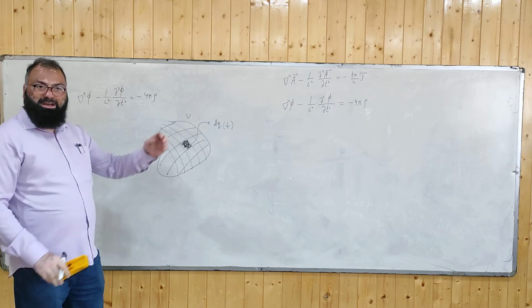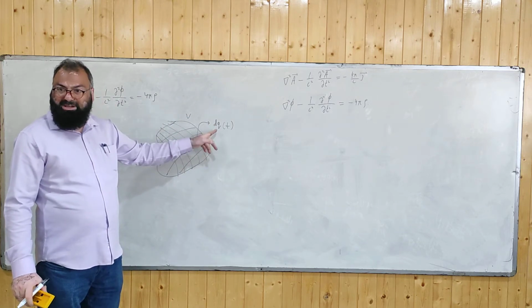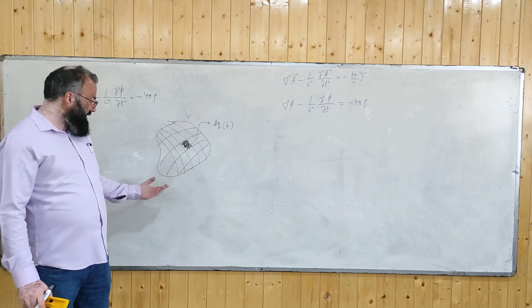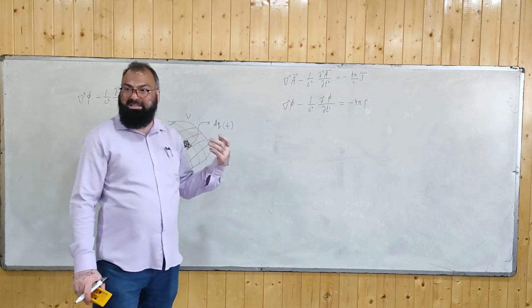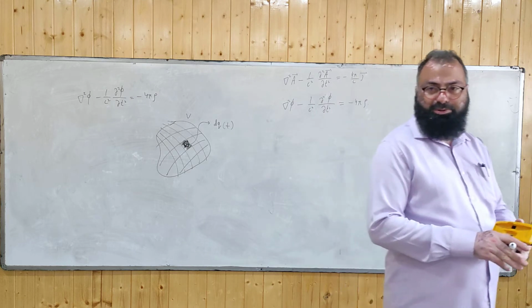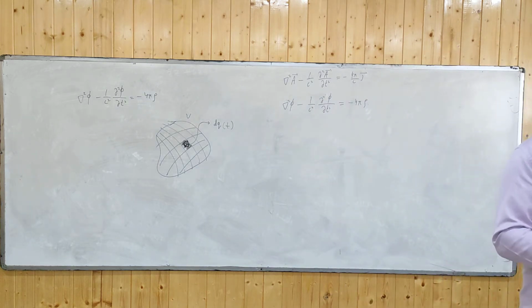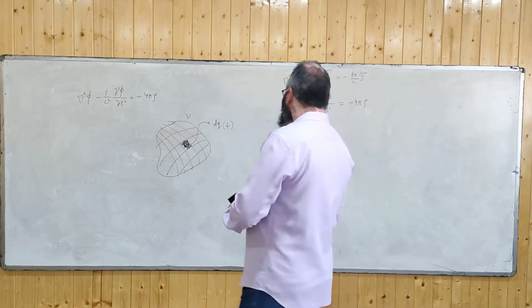Now I will calculate the field due to this dq. But my problem is to calculate the field due to the whole distribution, is it? Then how can I do it? I will simply apply the linear superposition principle and calculate the field due to all these dq's as a linear sum. Clear? So let's do this.